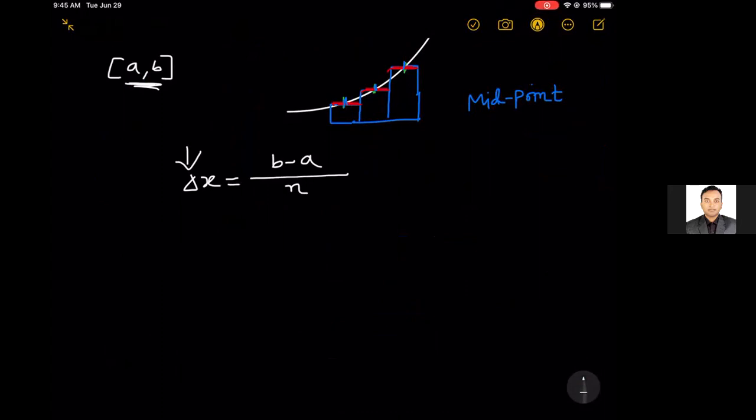Okay? So you need to find the length of the main interval. That means if your interval is from A to B, if you subtract A from B, you'll get the length of the entire interval, right? Then if you divide it into how many subintervals you need, you definitely get the length of each subinterval, right? Simple algebra though. But anyway, we are trying to build up towards our main goal.